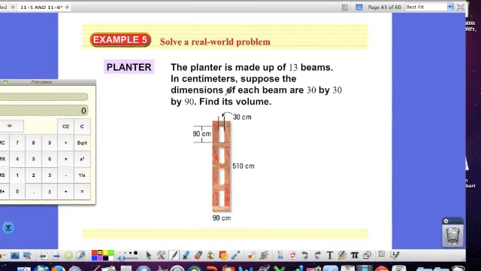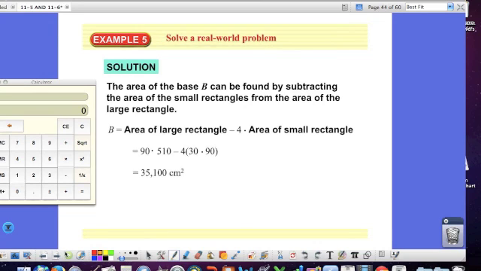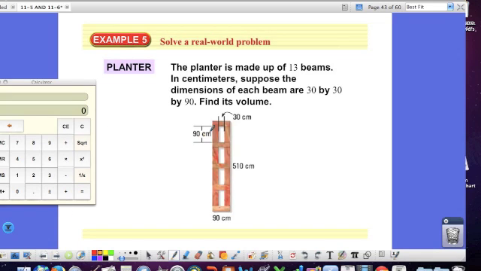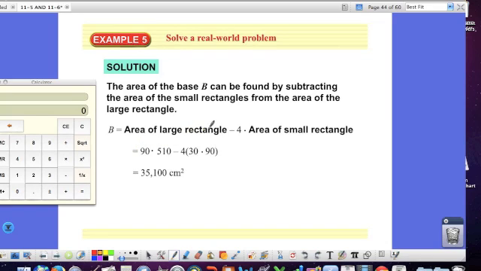The planter is made up of 13 beams, in centimeters. Suppose the dimensions of each beam are 30 by 30 by 90. Find its volume. So the area of the base B can be found by subtracting the area of the small rectangles from the area of the large rectangle. You'll see, remember here, this is 90, this is 510, the whole thing, by 90. That's the area of the large rectangle, and then there are 4 smaller rectangles.